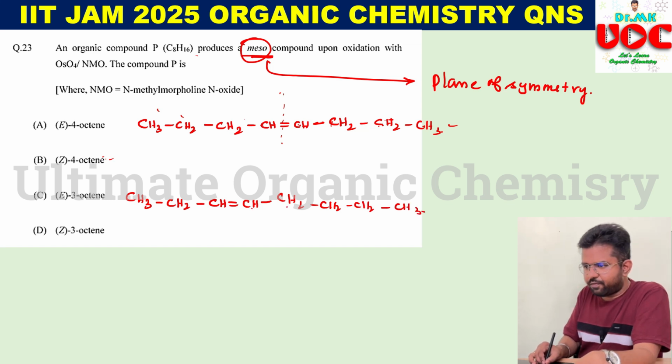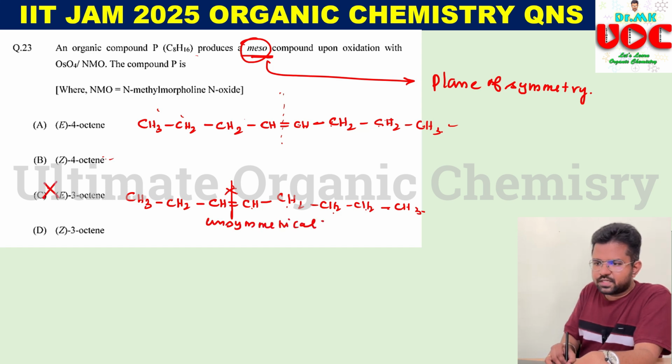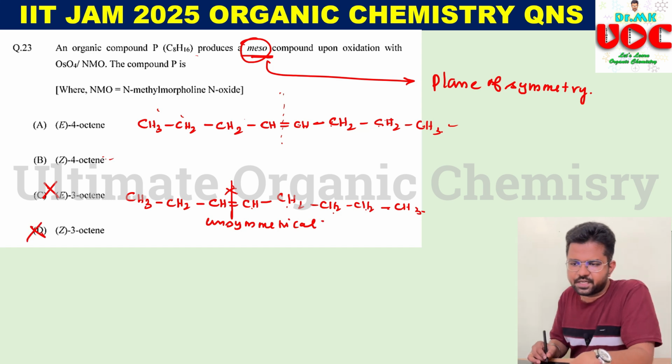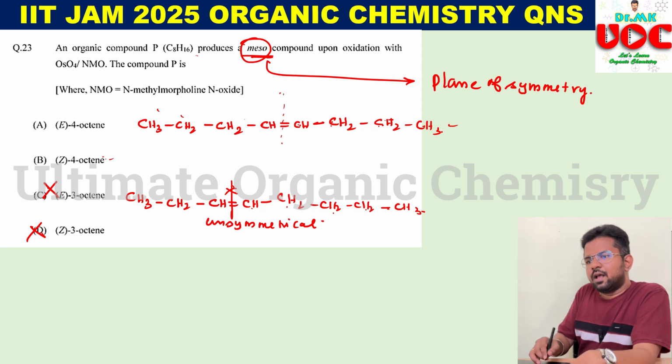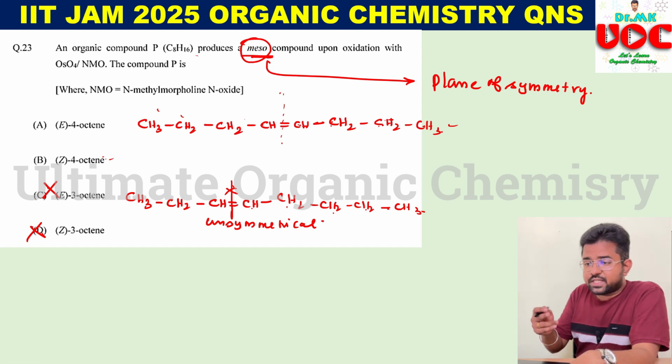One, two, three, four, five, six, seven, eight. Yeah. So this molecule is unsymmetrical. So with this, we can rule out option C and option D because both contain 3-octene as a reactant. And among A and B, which is the right answer?